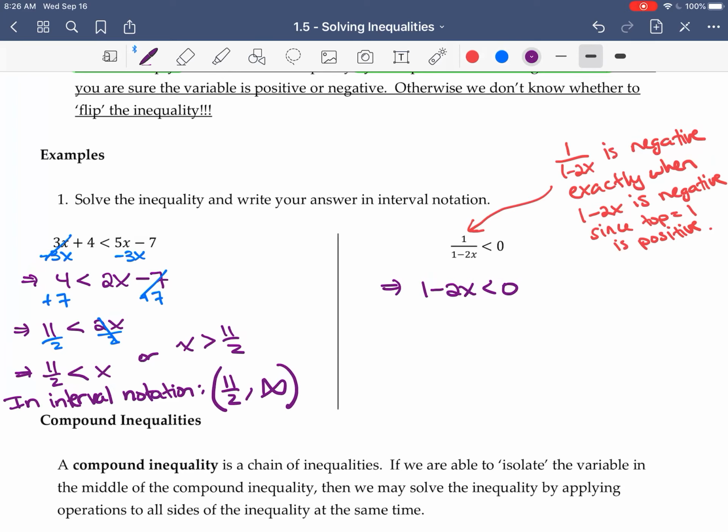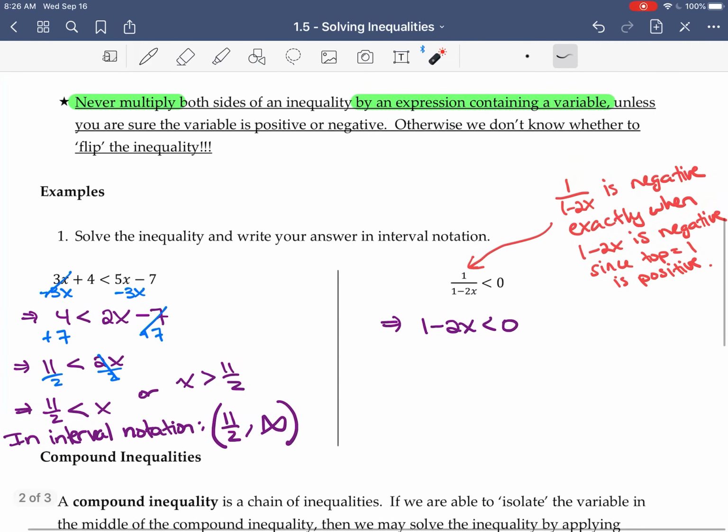Now you want to be careful. It's tempting to multiply both sides by 1 minus 2x, but we can't do that because we don't know if this number is positive or negative. Remember, we're not allowed to multiply by an expression containing a variable. But we can simplify this by noting that a fraction is only negative when one of the top and the bottom is negative. When they're both positive or both negative, then you're going to get a positive number. And now I have something that I can simplify.